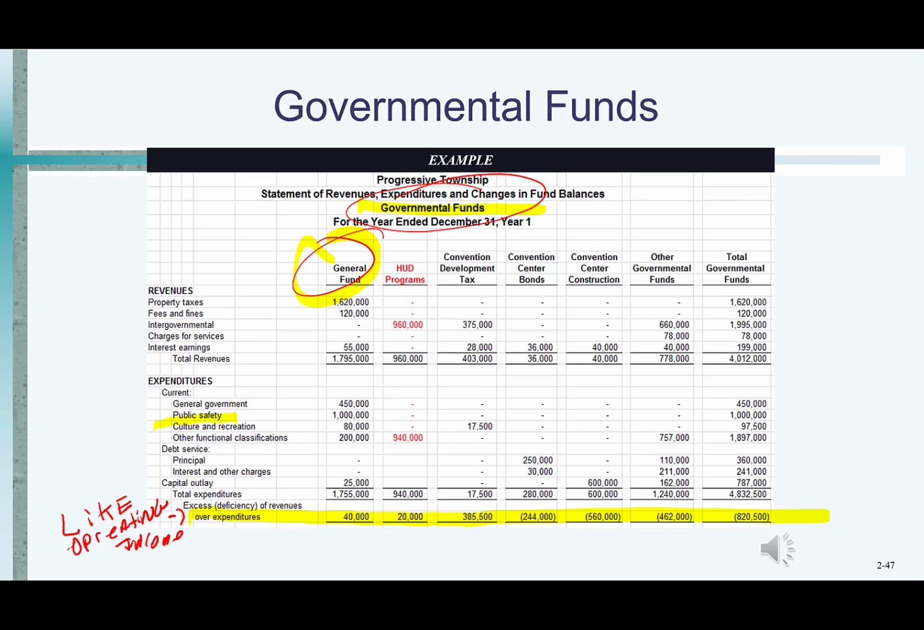Now, we also saw that program at the government-wide level, didn't we, on the statement of activities? But remember, the government-wide statements are simply a consolidation of what we're seeing at the fund level, which is what we're looking at here. So it shouldn't surprise us that we have a similar line item here, right? The same line item, essentially. Okay? Public safety. Okay, good.